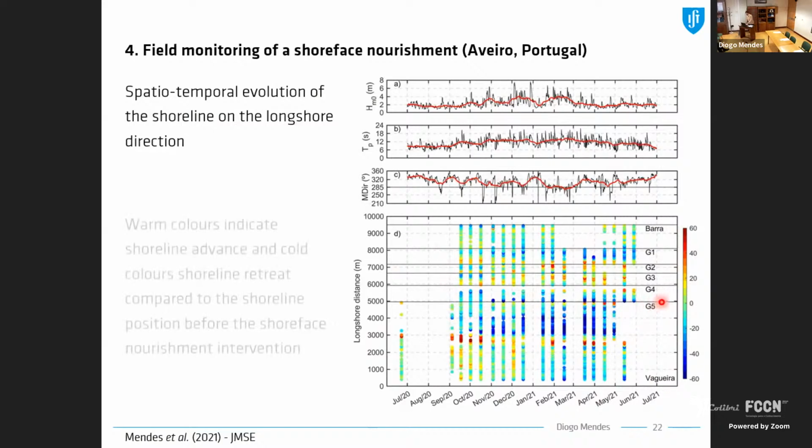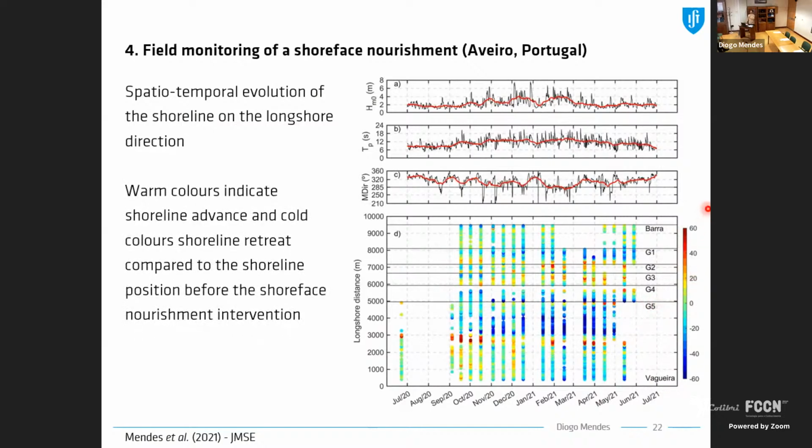the evolution. So each point corresponds to an elevation contour, and warm colors indicate shoreline advance. So what I mean by shoreline advance is an increase of the beach width and the subaerial beach volume, while cold colors indicate a retreat. So every point is a specific elevation contour associated with 1 meter above mean sea level, and we see the spatial evolution. Let's look at the two main and most easily identified patterns.